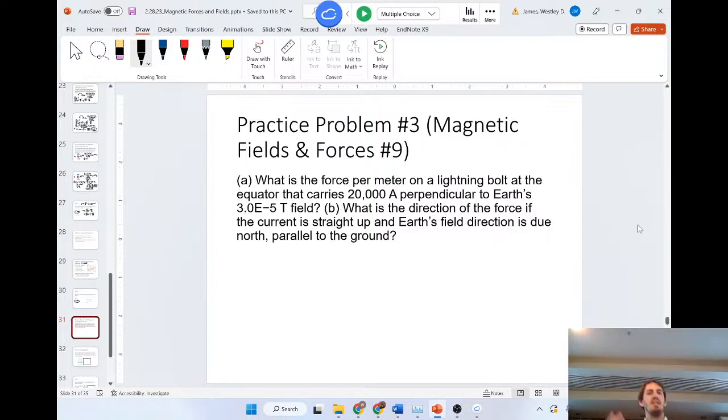Let's just draw a picture of this. Here's the ground. Here's the lightning bolt going somehow magically straight up. The reality is a lightning bolt wiggles and waggles. Let's pretend, for the sake of your sanity, that this is going straight up. It's the only straight up lightning bolt you've ever seen. There it is in all its glory. It's got a current of 20,000 amps.